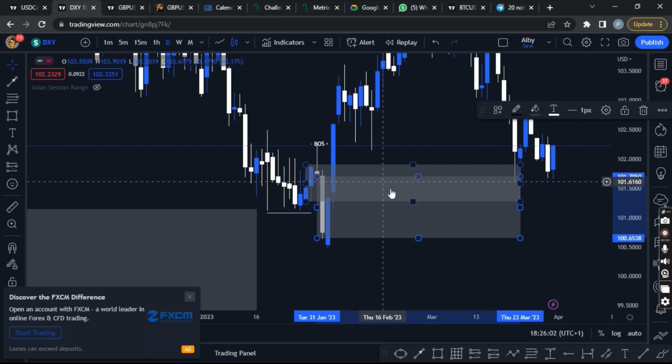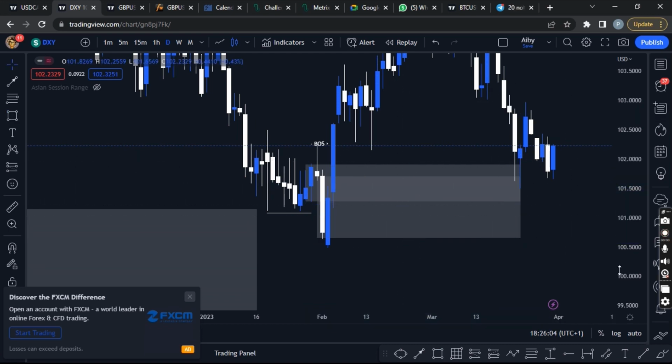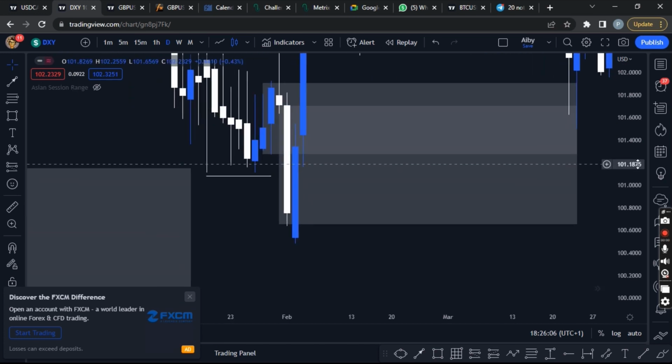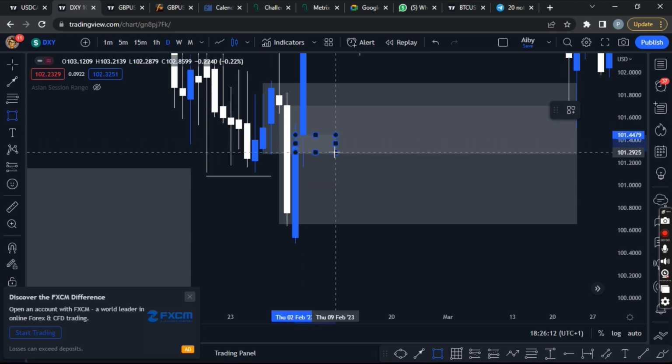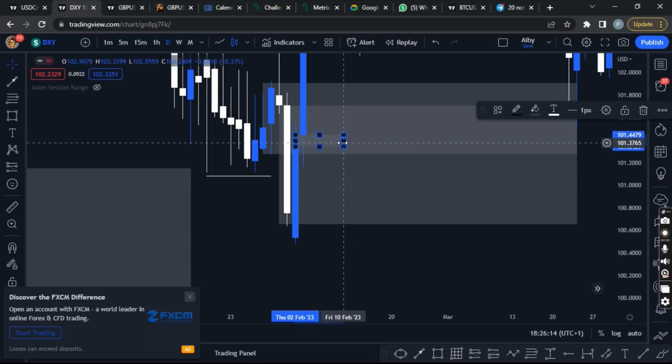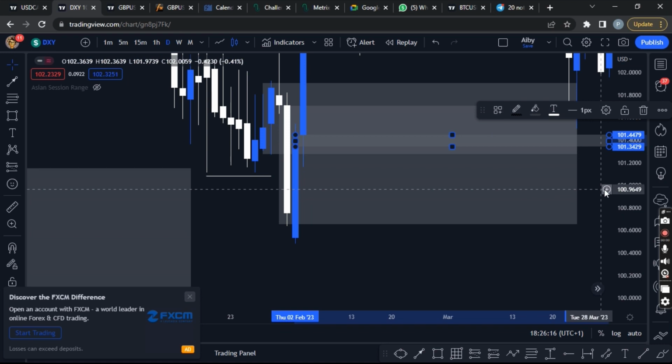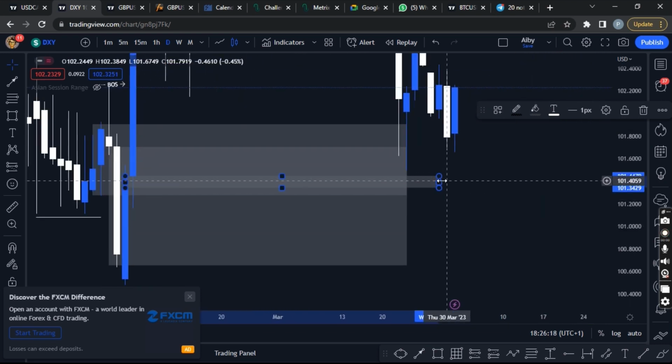So we had a breaker block and an order block. Now right inside there, if you look very well, you can also spot a volume imbalance here. You can also spot a volume imbalance here. Now personally, I would love to see price trading into this volume imbalance.